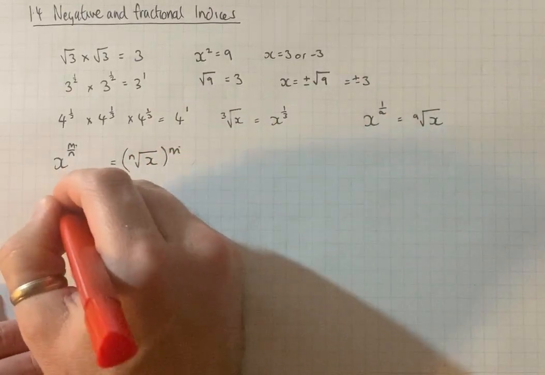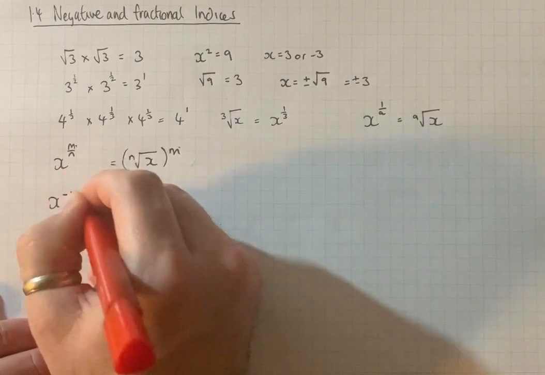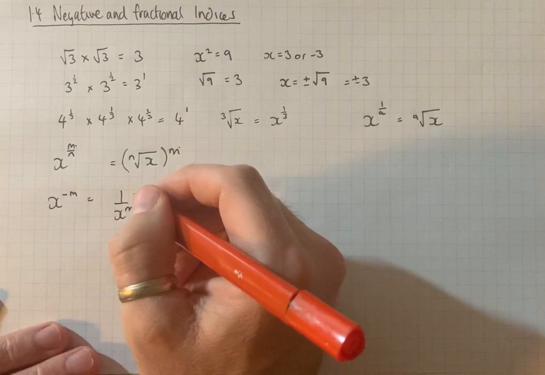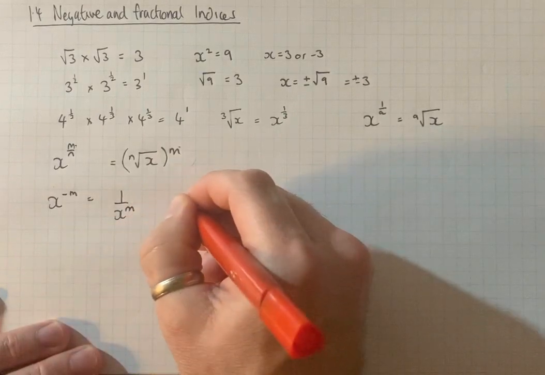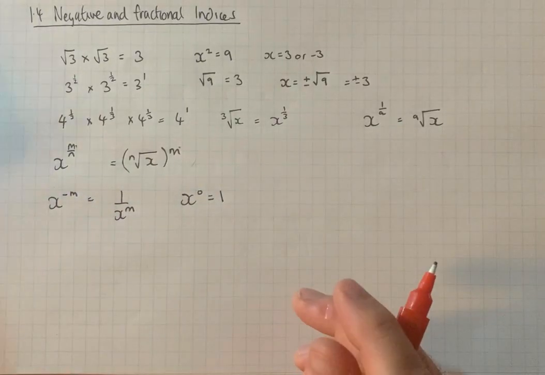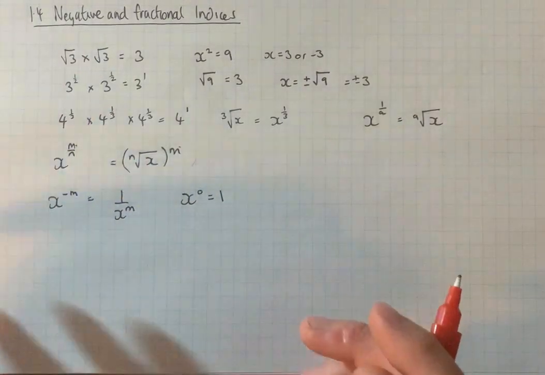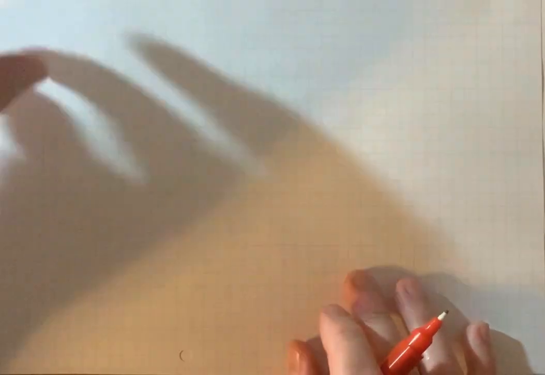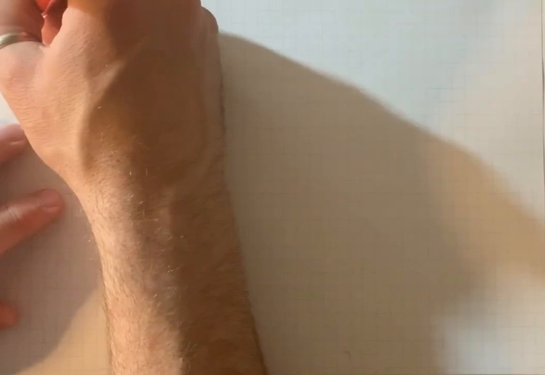Negative power, we'll just flip it. Anything to power naught is 1. Okay, so we're going to be using a combination of those rules to answer the next few examples. So on to example 9.